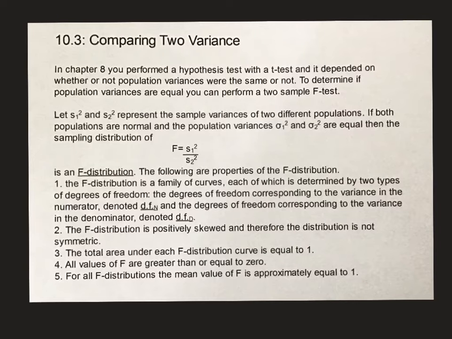So we're comparing two variances in 10.3, which in Chapter 8 we performed a hypothesis test when we used a t-test, and it depended on whether or not population variances were the same or they were different. So to determine if population variances are equal, you can perform a two-sample F test.